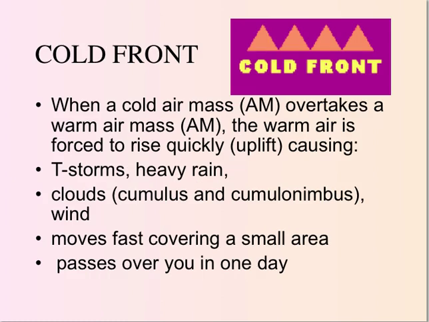So let's start with the easy cold front. On a weather map, this is what it looks like. And it will be moving that direction. So when a cold air mass overtakes a warm air mass, the warm air is forced to rise quickly. It's uplifted. And as it's uplifted quickly, you get thunderstorms often, heavy rain, clouds such as cumulus and cumulonimbus occur. You get wind, fast wind, and a cold front moves fast. It covers a small area. So you have a small area of precipitation moves fast, and it usually goes over you in one day.